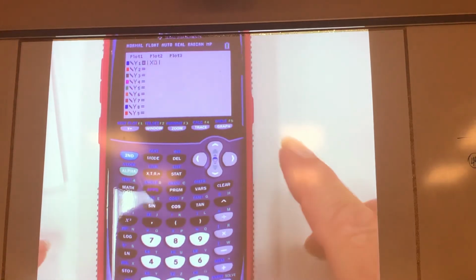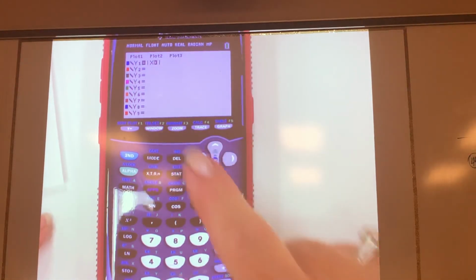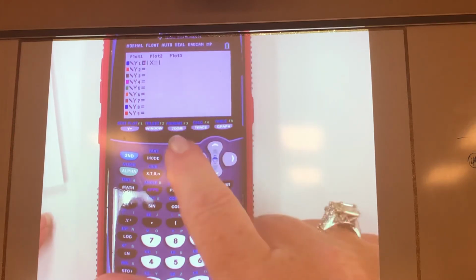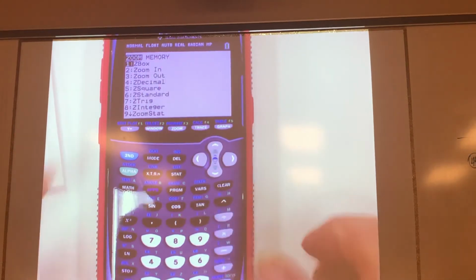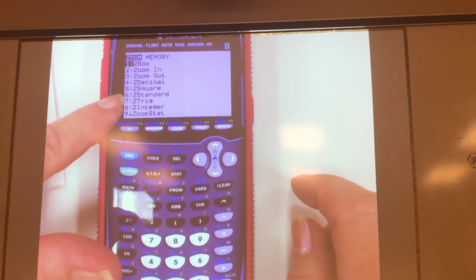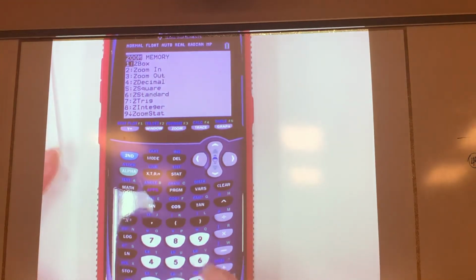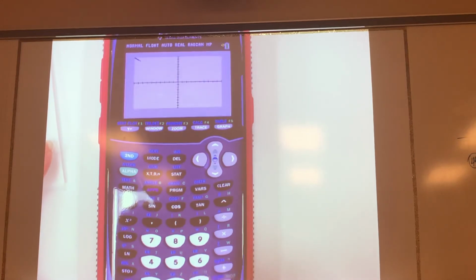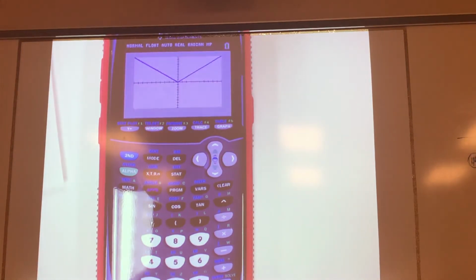All right? So now I'm going to graph it. Whenever I graph something, I always like to press the zoom button. Now, I'm just going to do a zoom standard, a 6, which is a 10 by 10. So here's my graph right here. It's a V. It is a V, because it's an absolute value, right?